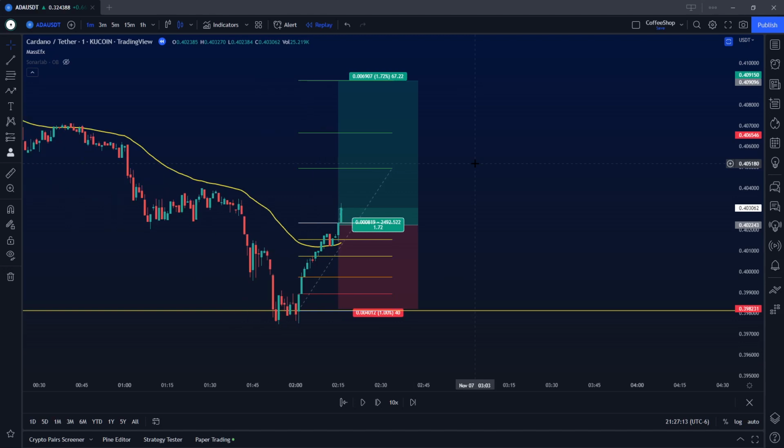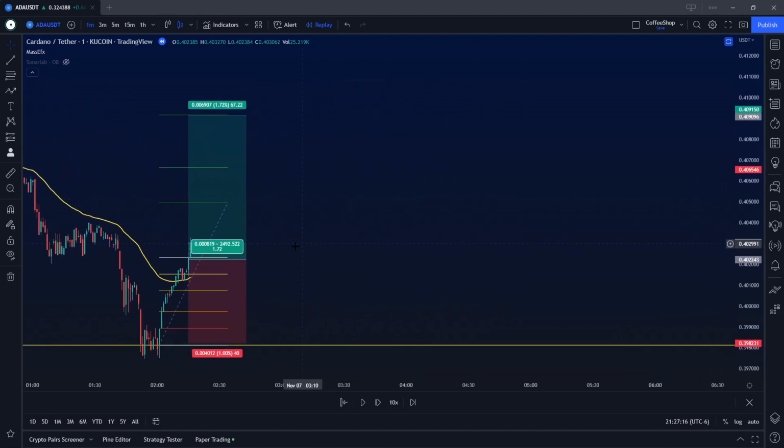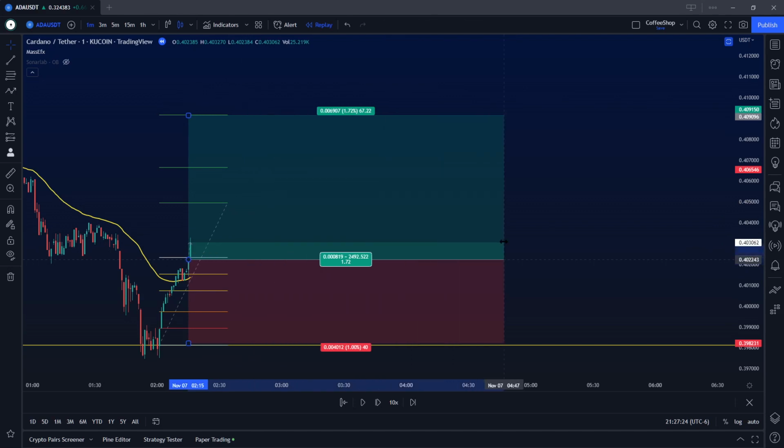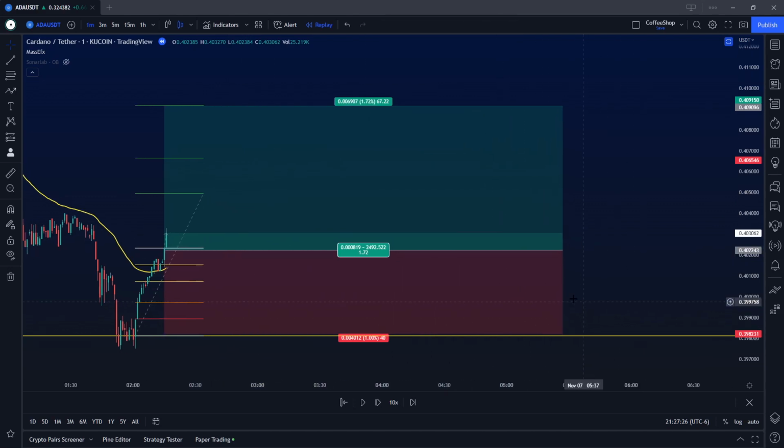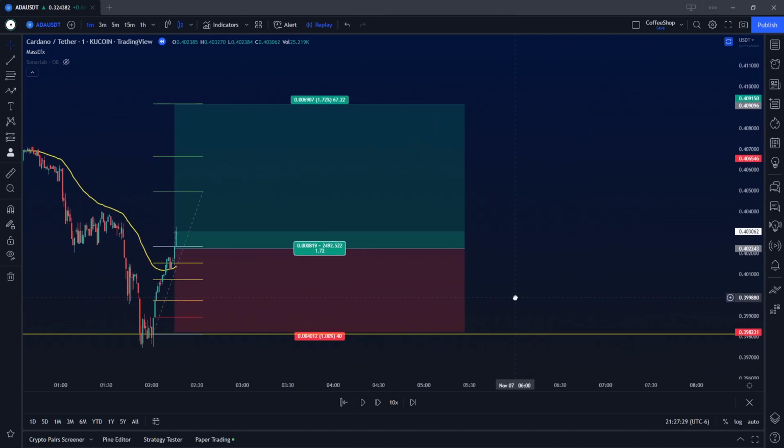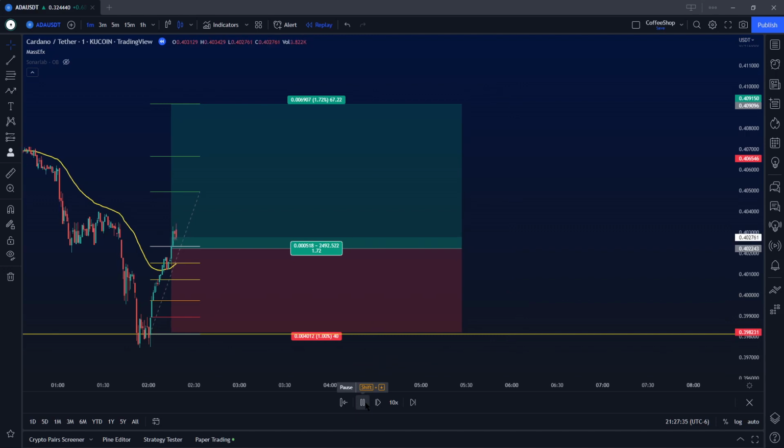Now, what happens here? This would be a 1.72 move or 67.22 pips, I think it is, right? Or I'm not sure what it'll come out to. And I'm just going to drag this out. Now, what I like about this, I already tested it a few times, and I like how this works out, okay? Just watch how this plays out.